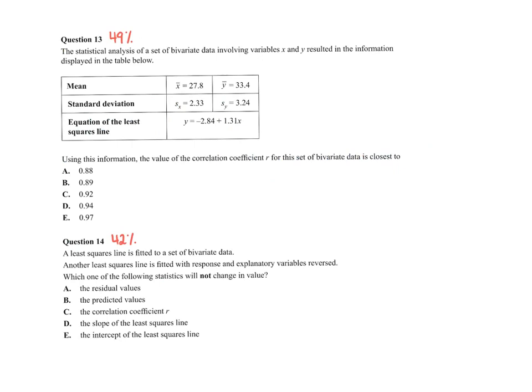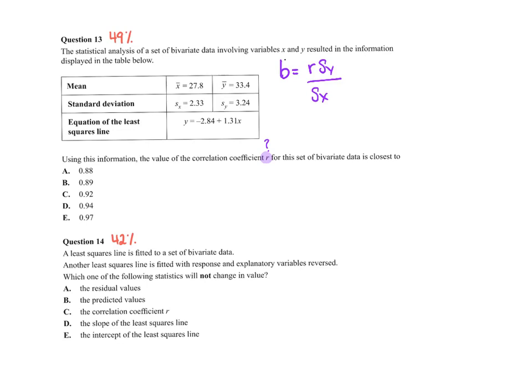Okay, so the statistical analysis of bivariate data involving variables x and y resulted in the following information. Use the following information to calculate the value of R. So you've got to find R is the question. If you look up here, we've been given the other information. Now, if you remember we had those rules where we can find the B value and the A value using these formulas. So if you have a look, there's R in the formula.